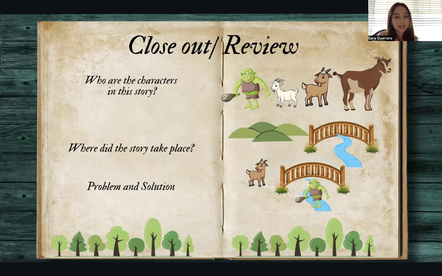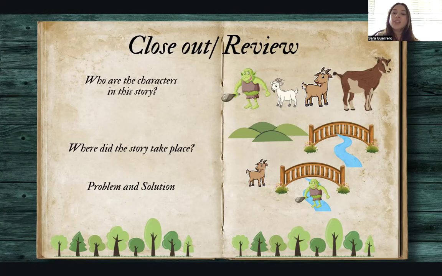And now it is time to review. So who are the characters in the story? We have the ogre, we have the Three Billy Goats Gruff. Where did the story take place? In the hillside, on the bridge, under the river. And the problem was that the Billy Goats couldn't cross over because the ogre wanted to eat them. But the solution is they outsmarted the ogre.